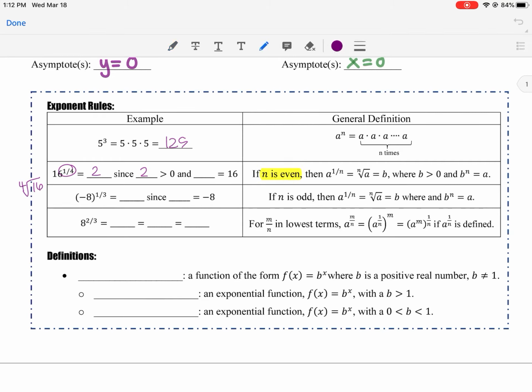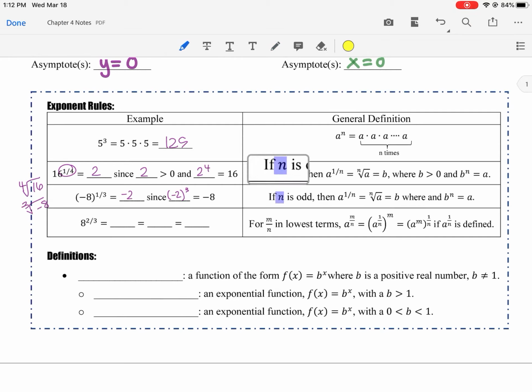That does make a difference. We don't like things that are imaginary. And so we're saying, hey, 2 to the 4th equals 16. On this next step, we're saying the third root, or the cube root of negative 8. The cube root of negative 8 is equal to negative 2, saying negative 2 to the third is equal to negative 8. This one doesn't matter, because in this case, n is odd.